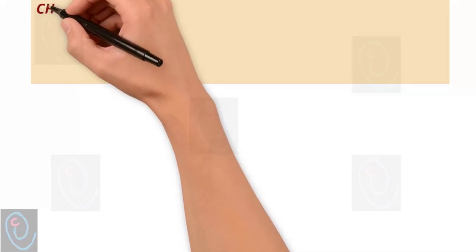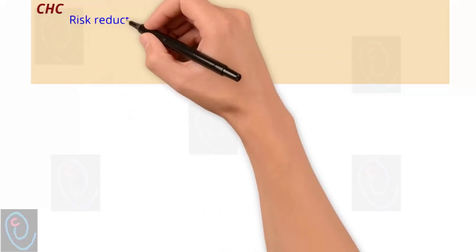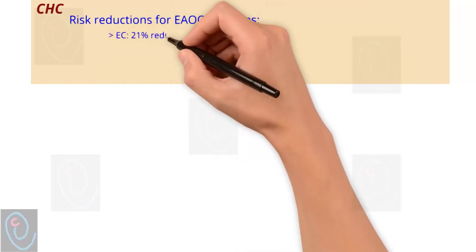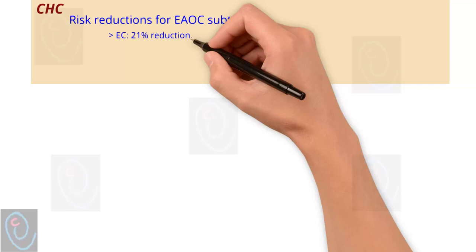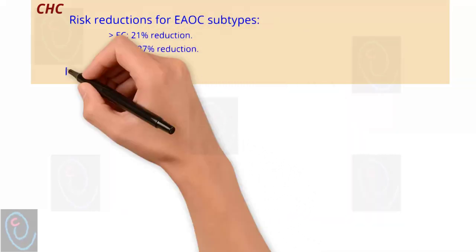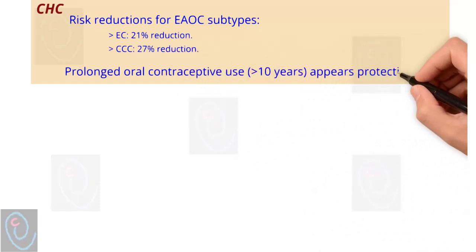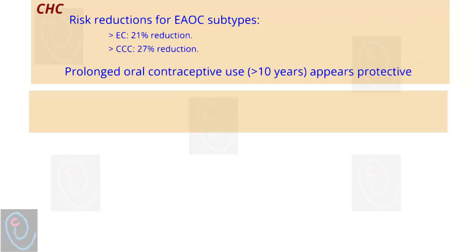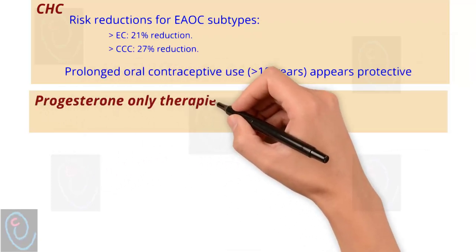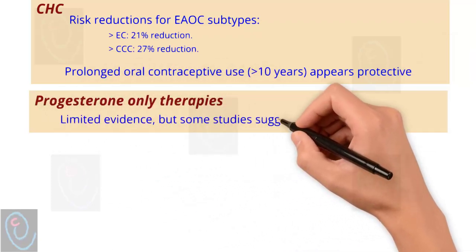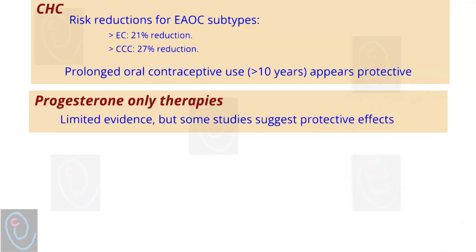بالنسبة للميديكال therapies, combined hormonal contraceptives reduce the risk of endometriosis-associated ovarian cancer. وعندنا endometrioid carcinoma 21% reduction, clear cell carcinoma 27% reduction. And the prolonged use of oral contraceptive أكتر من 10 سنين appears to be protective. طب بالنسبة للبروجسترون only methods, there is limited evidence but some studies suggest a protective effect.